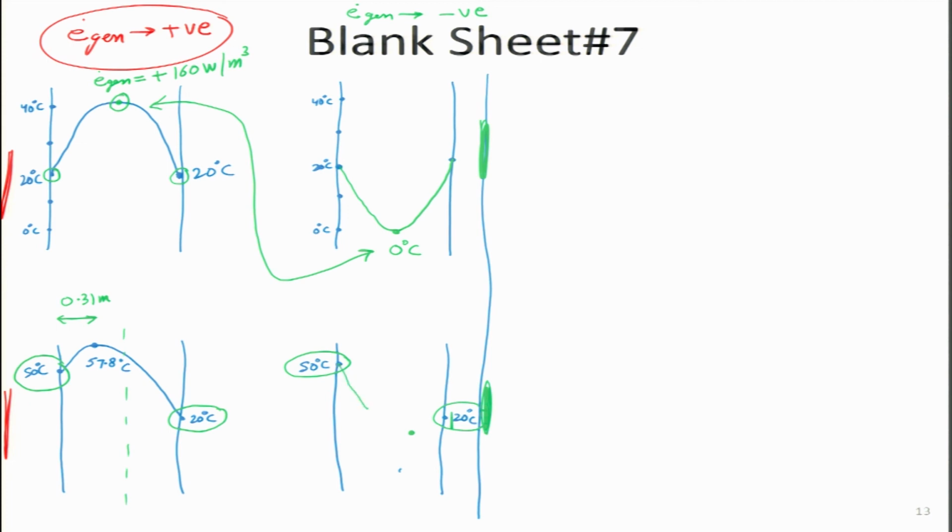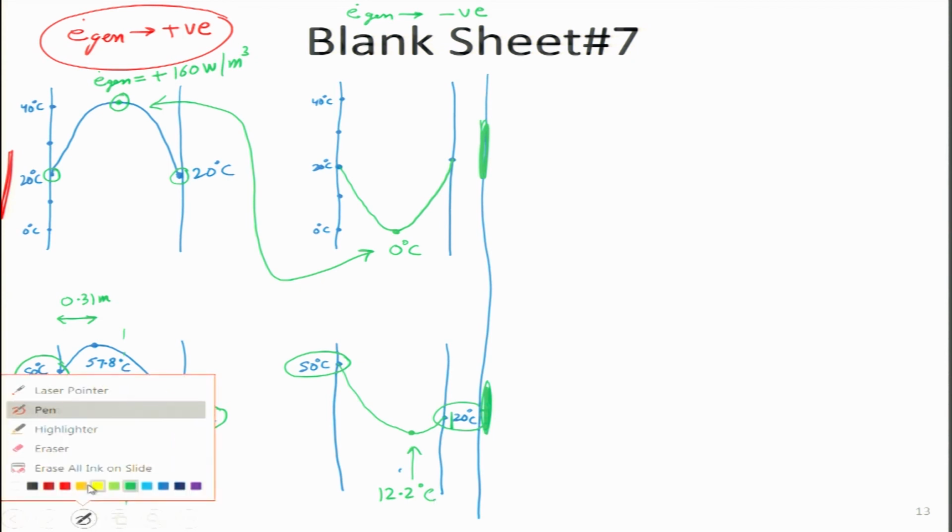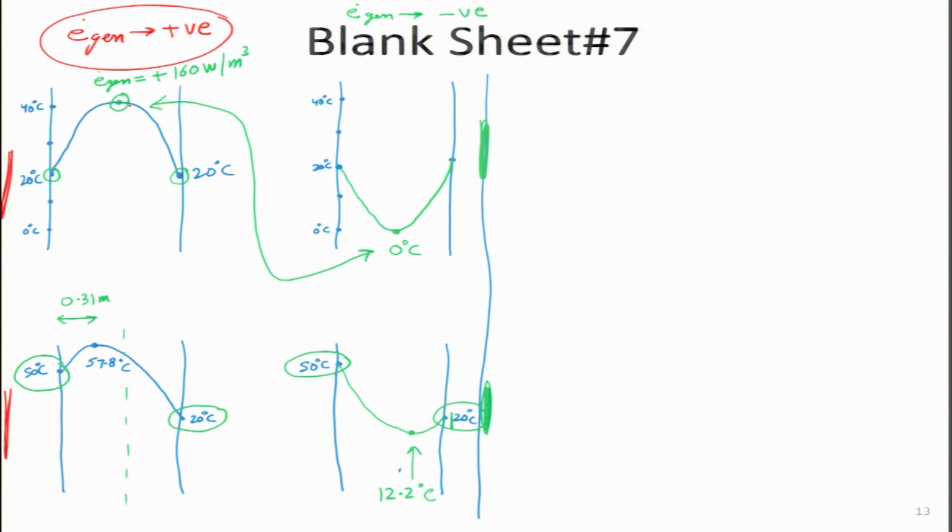So, let me redraw it. Instead of a peak, we are getting a minima over here, and if we calculate this minima value just by solving that particular equation, it simply turns out to be equal to 12.2 degrees centigrade. Now, is there a link between these two numbers? I think you can observe, just like this 40 degrees was 20 degrees higher than this temperature over here, this temperature rise was 20 degrees, and a similar temperature dip over here was also 20 degrees.